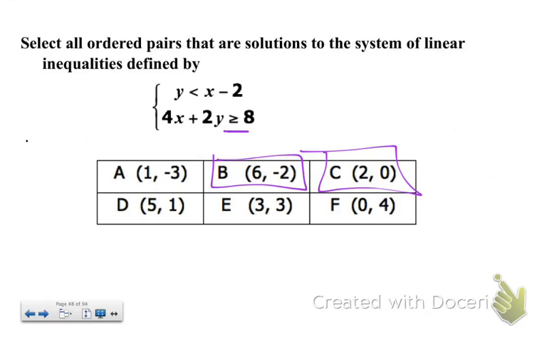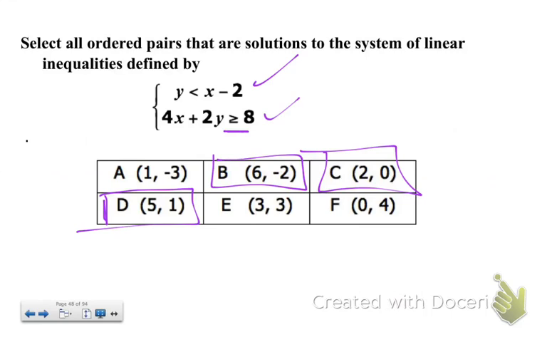For D, (5, 1), 5 minus 2 is not 1, so right off the bat it doesn't work. Oh, I'm sorry, it's not equal. So 5 minus 2 is 3, which is greater than 1, so that does make that one true for D. And then 4 times 5 is 20, plus 2 is 22, which is greater than or equal to 8, does make that one true as well. So we are going to click letter D.